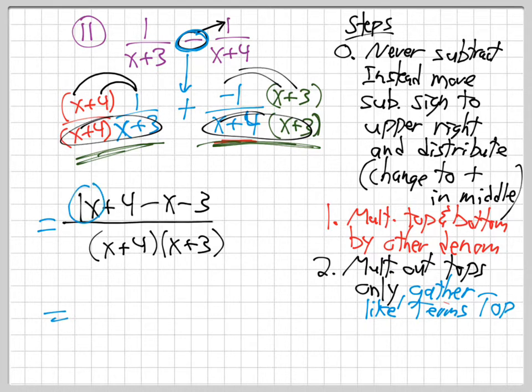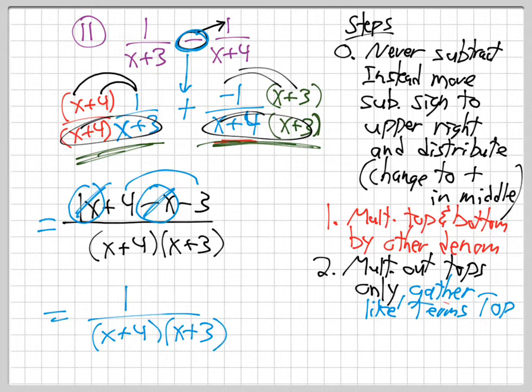What happens with x and minus x? Cancel out. 4 minus 3? Just 1. Over x plus 4, x plus 3. Done. I got a question there.